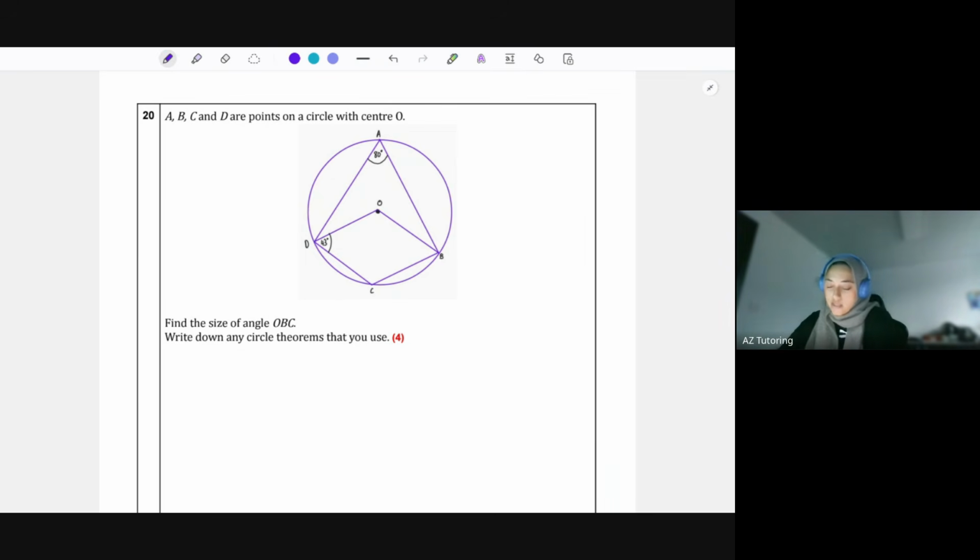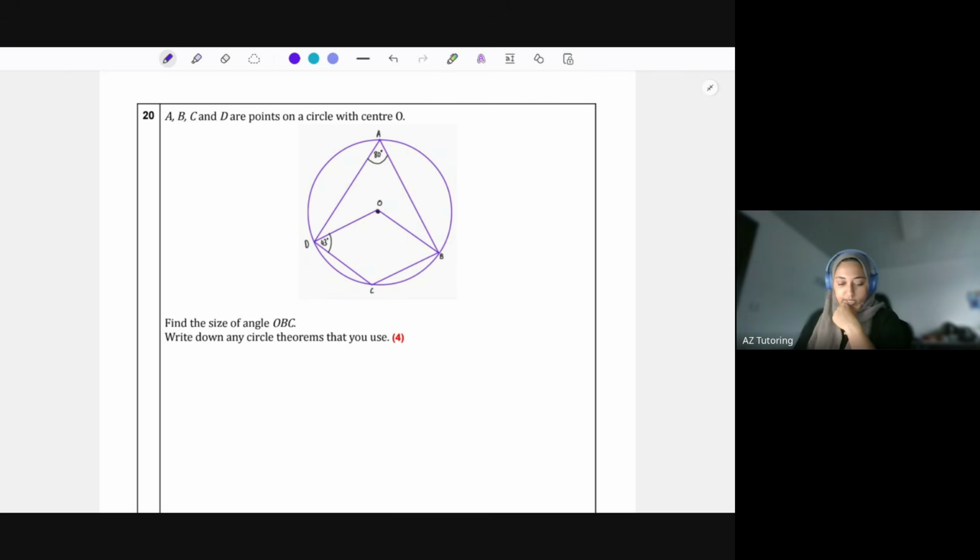Okay, question 20 is a circle theorems question. So you should kind of recognize the circle theorems just as you're looking at this circle without even reading the question. A, B, C, D are points on the circle with center O. I can see A, B, C, D are all points on the circumference of the circle, which is important. They're not just free floating. It says find the size of angle OBC.